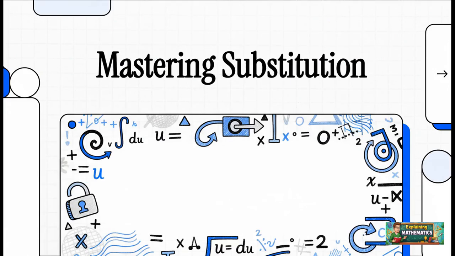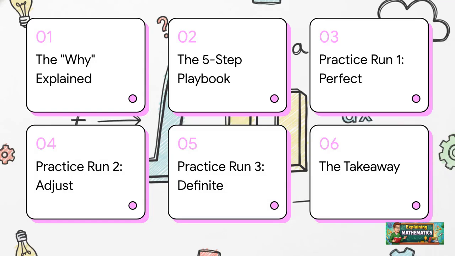We're going to master one of the most powerful tools in your calculus toolkit, the substitution method. Seriously, this isn't just some random procedure to memorize. It's the key that unlocks integrals, like the one we just saw, that seem completely impossible at first glance. So here's our game plan. First, we'll dive into why this method actually works. Then, I'm going to give you a 5-step playbook you can use every single time. After that, we'll run through 3 different examples to really build up your skills, and we'll finish up with the key takeaways so you can master this technique for good.